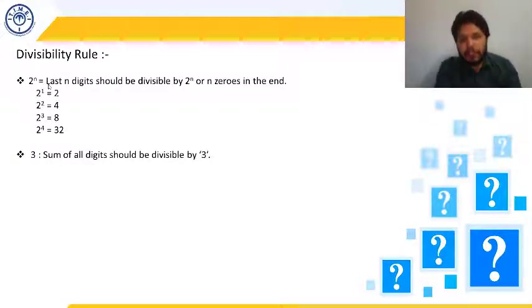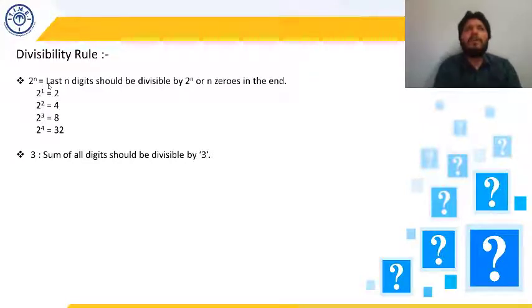3, 6, 9. Suppose the number is 369. We need to find out whether this number is divisible by 3 or not. So one way is to divide it, but the other way is to take the sum of the digits. So what is the sum of 3 plus 6 plus 9? It is going to be 18, and 18 is divisible by 3. So if the sum of the digits is divisible by 3, then the number is also divisible by 3. So we can say 369 is divisible by 3.